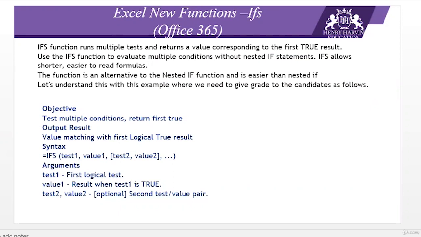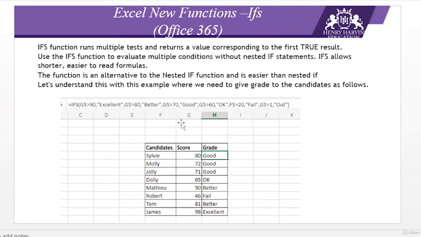Let me show you an example. You can see this is the function IFS. You can actually define all the criteria in one go. If G5 greater than 90 should be excellent, G5 greater than 80 should be better, if G5 greater than 70 should be good, whatever. Guys, what matters most in that formula? What are you noticing? You should be a little bit good in mathematics. Then this formula can easily be dealt with.